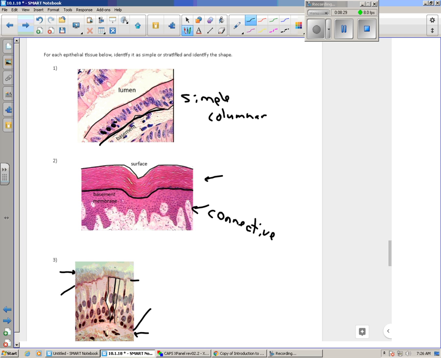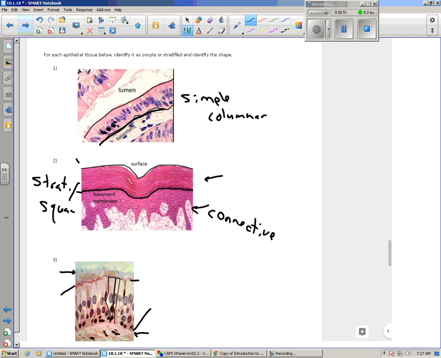And this would be squamous because you can't see any definition to the cells, they're tightly packed together, squished down. I always remember squamous as squished. So they're kind of squished together, a group of cells. Here's the free surface. Here's the basement membrane. This would be stratified. I'm going to abbreviate squamous here.